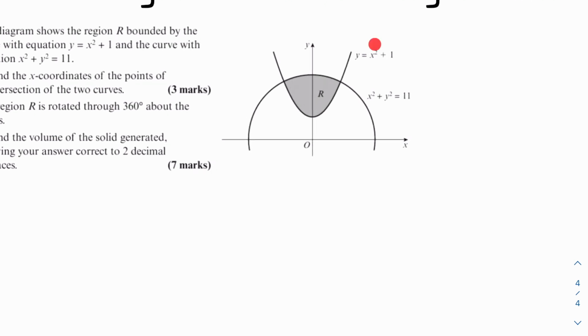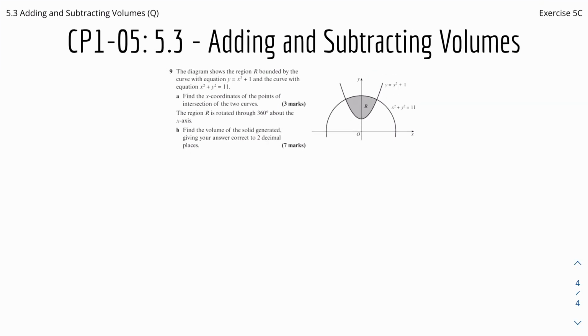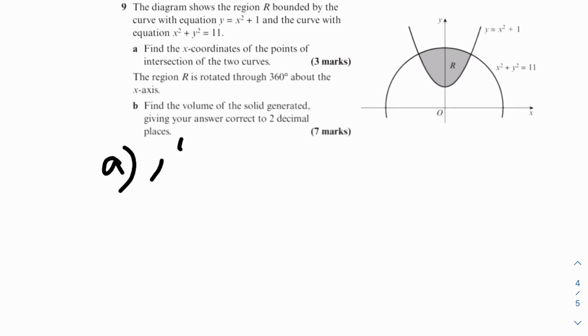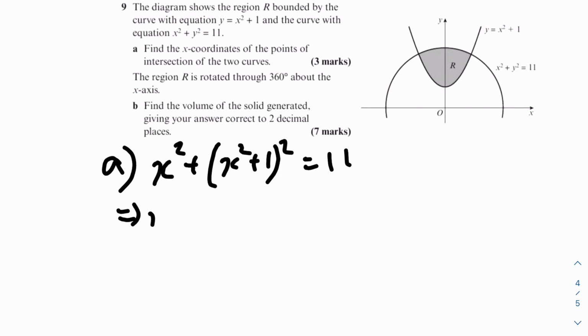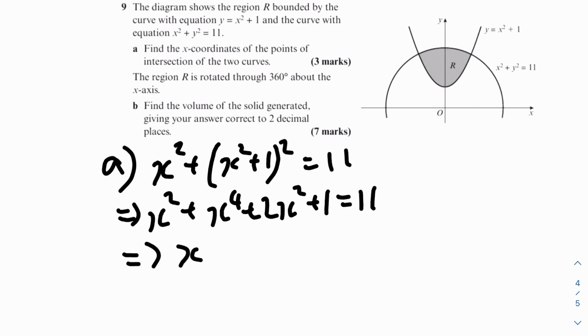So we just have to first substitute this y value into here to solve for the x value. So part A: we know that the second equation is x squared plus y squared equals 11. So it'll be x squared plus y, which from the first equation is x squared plus 1, so x squared plus (x squared plus 1) squared equals 11. Simplifying, x squared plus x to the power 4 plus 2x squared plus 1 equals 11. And simplifying further, x to the power 4 plus 3x squared minus 10 equals 0, right?